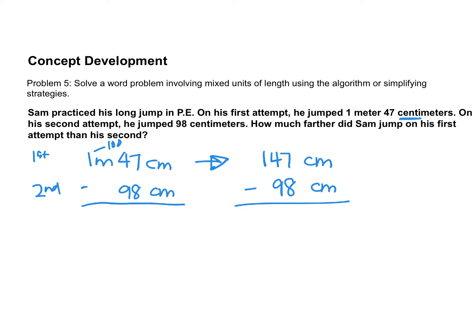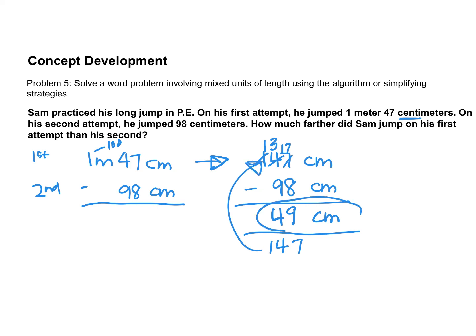Now, looking at this, though, I can see that in my ones, I do not have enough. So I'm going to have to regroup this. So I am going to take one from the tens, but now I can see that that leaves my tens with not enough. So I'll need to take one from 100 and put that there. So there we go. So we've changed this to 17 minus 8, which is 9. And we've got 13 minus 9, which is 4. So we're left with 49 centimeters. Again, just to double check my math, 8 plus 9 is 17, 1 and 9 is 10, and 4 is 14. I did end up with what I started with. So I know that my answer of 49 centimeters is correct.